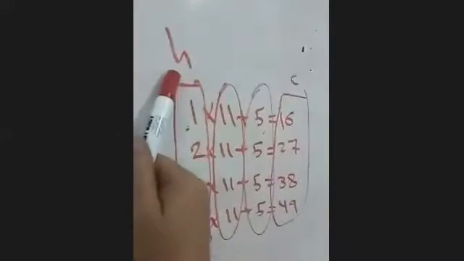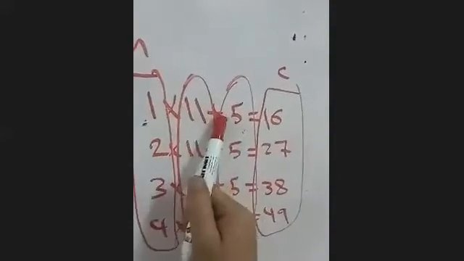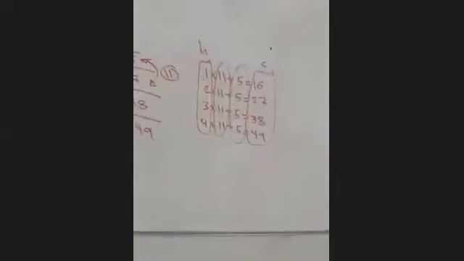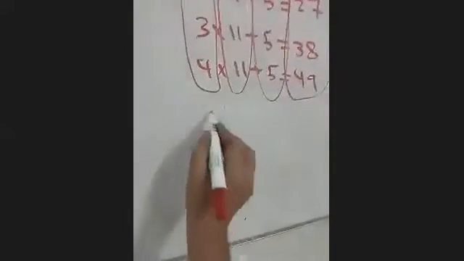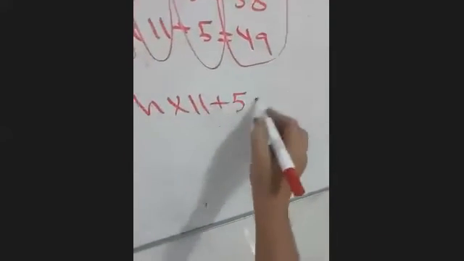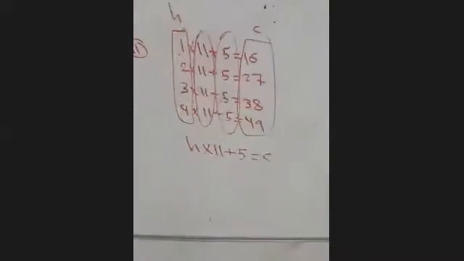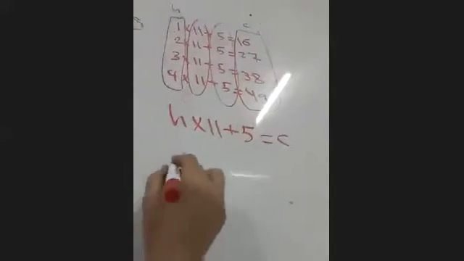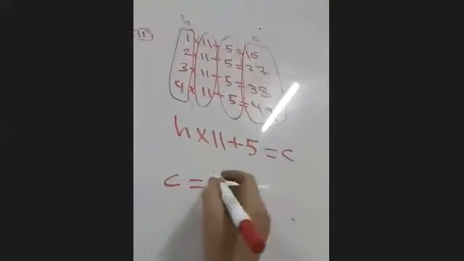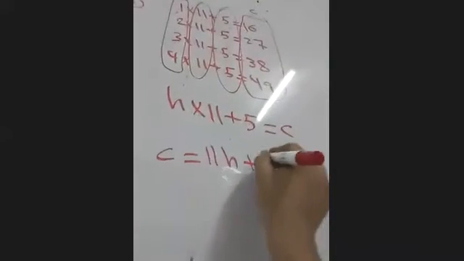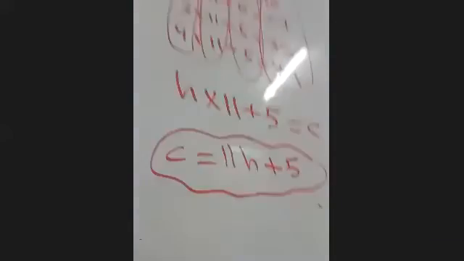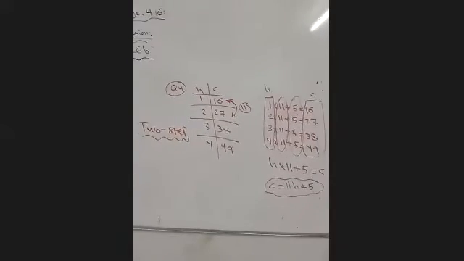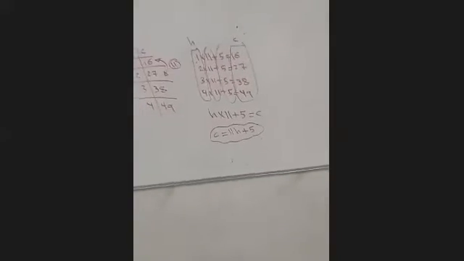Now, H multiply 11 plus 5 equal what? C. H multiply 11 plus 5 equals C. This is the formula, but let's write it as we used to write. We put C at the first. H by 11, we write it 11H. And the plus 5, we put it down. Do you understand? Yes. This is question 4, guys. Page 413.